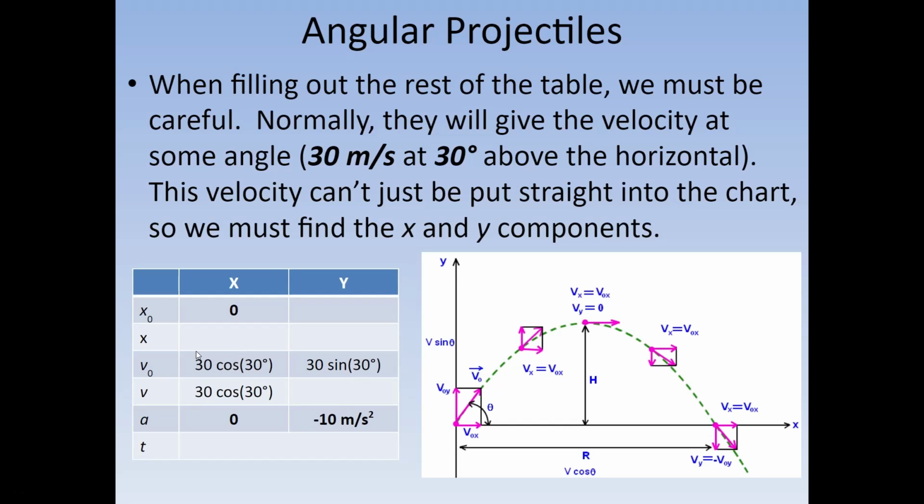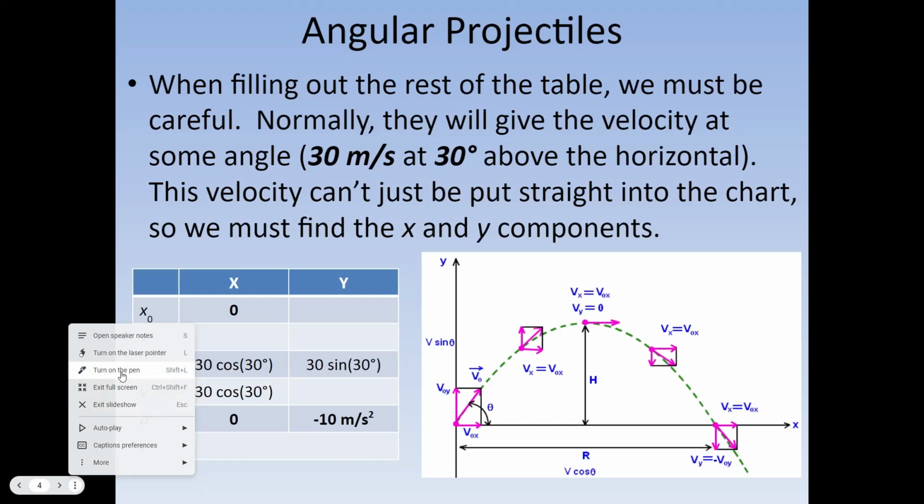So when we go to plug in the speed into the XY chart, we do not plug in the 30 meters per second they tell us. Instead, we have to do 30 sine 30, or whatever the speed times sine theta, to find the vertical component, and we have to do cosine theta for the horizontal component. If you recall, this is just finding the components of that velocity.